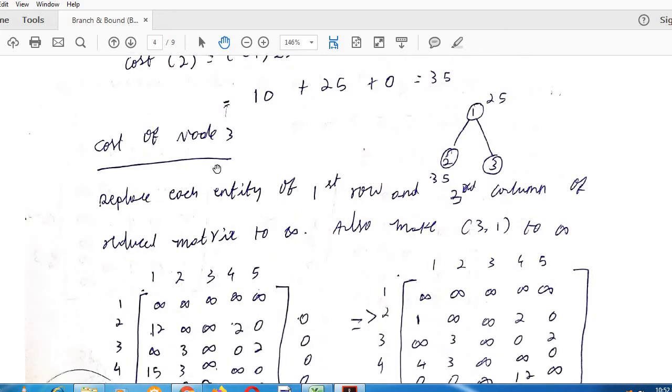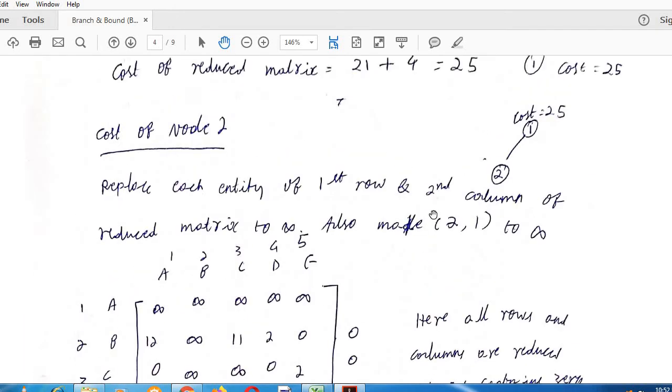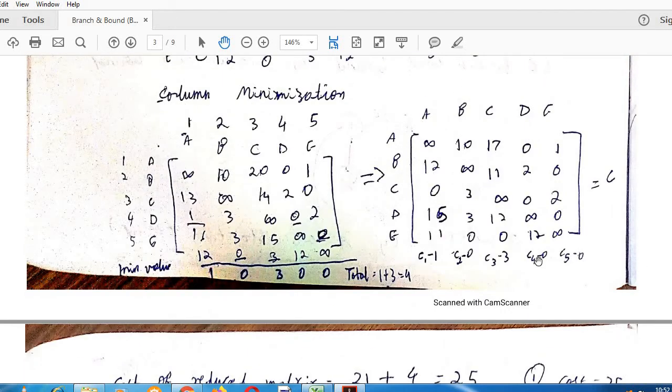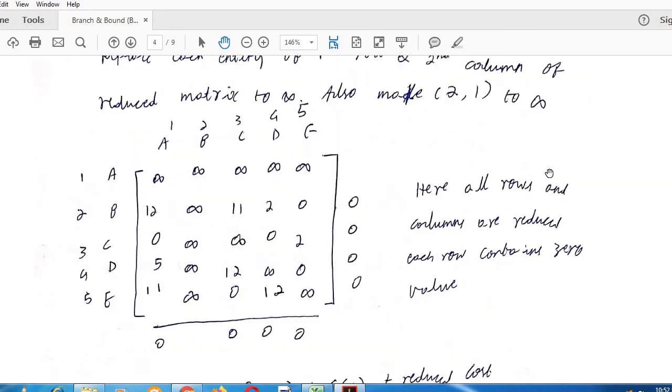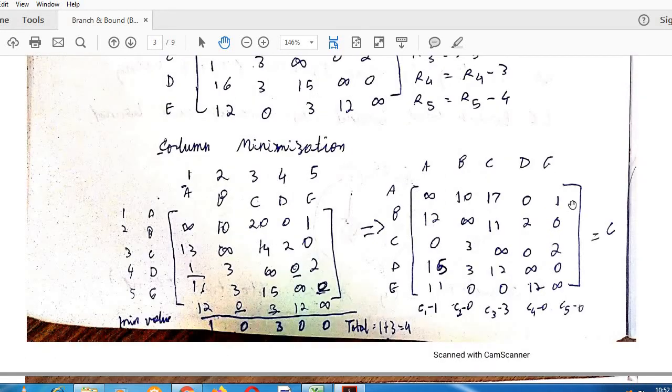Then I have to find out the cost of node 3. So in order to find out the cost of node 3, I have to replace each entry of first row and third column of the reduced matrix with infinity, also make 3 comma 1 infinity. So the reduced matrix we have got when we were finding out the cost of node 1. So in this reduced matrix I will replace the first row and third column with infinity.